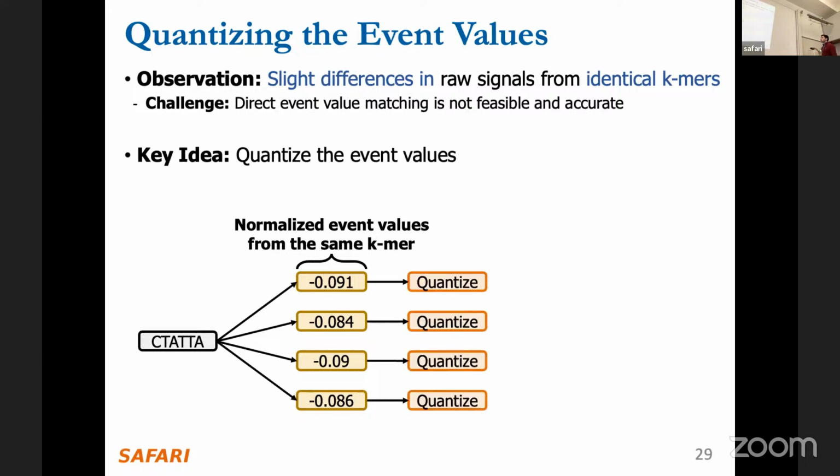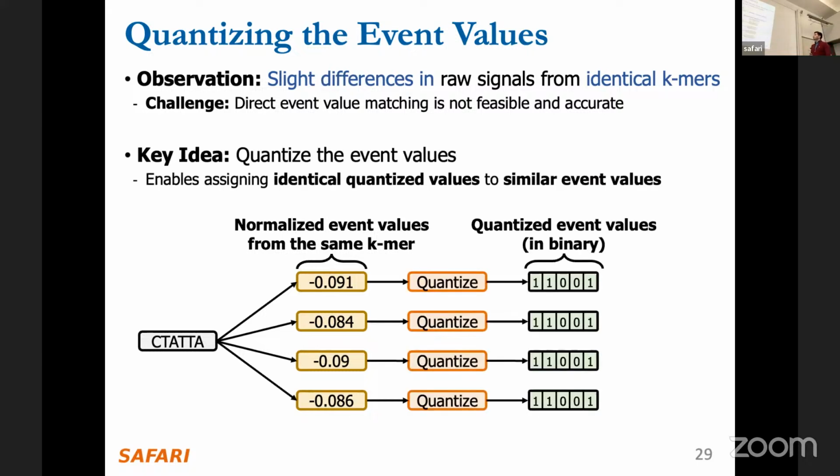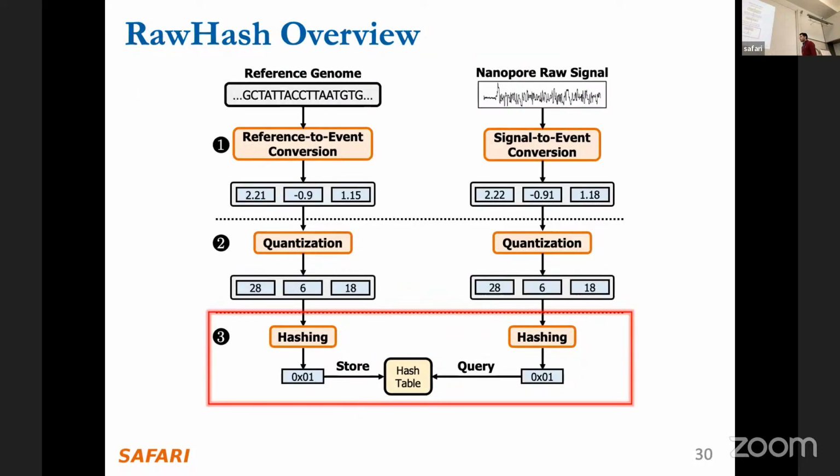The key idea to do so is to quantize these event values. This means that we assign identical quantized values to similar event values, right? So this is like bucketing from a large set of values to a small set of values, such that similar, close-by values get assigned to the same bucket, essentially. And so this is the quantization mechanism.